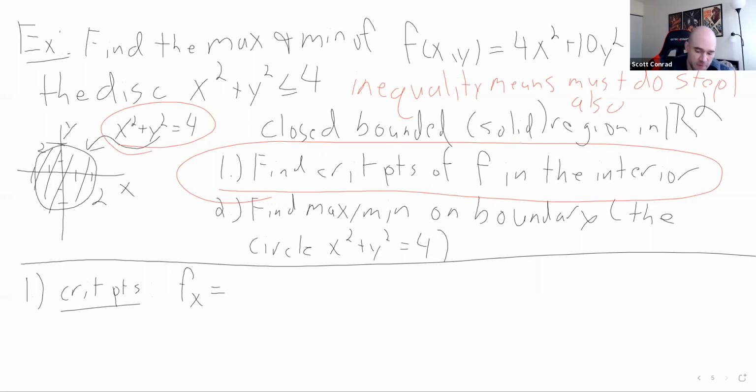What's the partial of f with respect to x? Well, that is 8x. Set it equal to 0. The function we want to maximize and minimize. The partial with respect to y is 20y. We set that equal to 0.